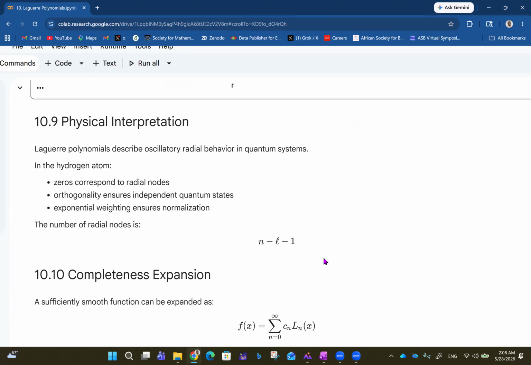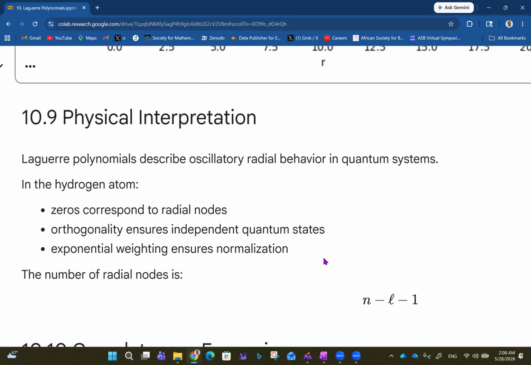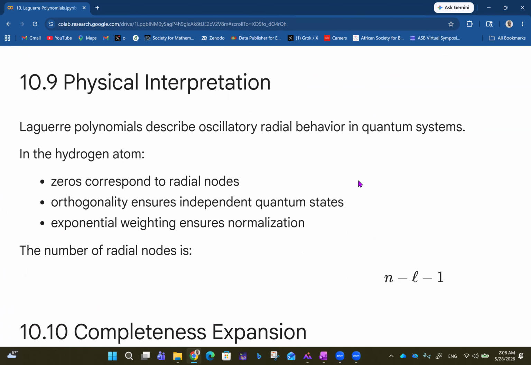Then you have the physical interpretation. Laguerre polynomials describe oscillatory radial behavior in quantum systems. In the hydrogen atom, zeros correspond to radial nodes. Orthogonality ensures independent quantum states, and exponential weighting ensures normalization. So the number of radial nodes is n minus l minus 1.